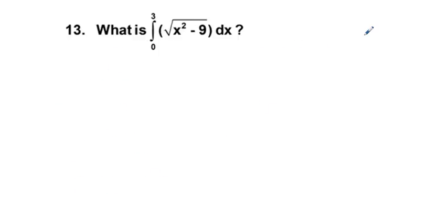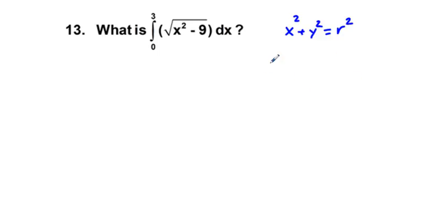13. What is the integral from 0 to 3 of the square root of x squared minus 9 dx? Well, this function is not, from what I've heard, integrable, but if you understand what the function is, this is just a geometry problem. The standard form, or general form, of the equation of a circle is simply this: x squared plus y squared equals r squared.